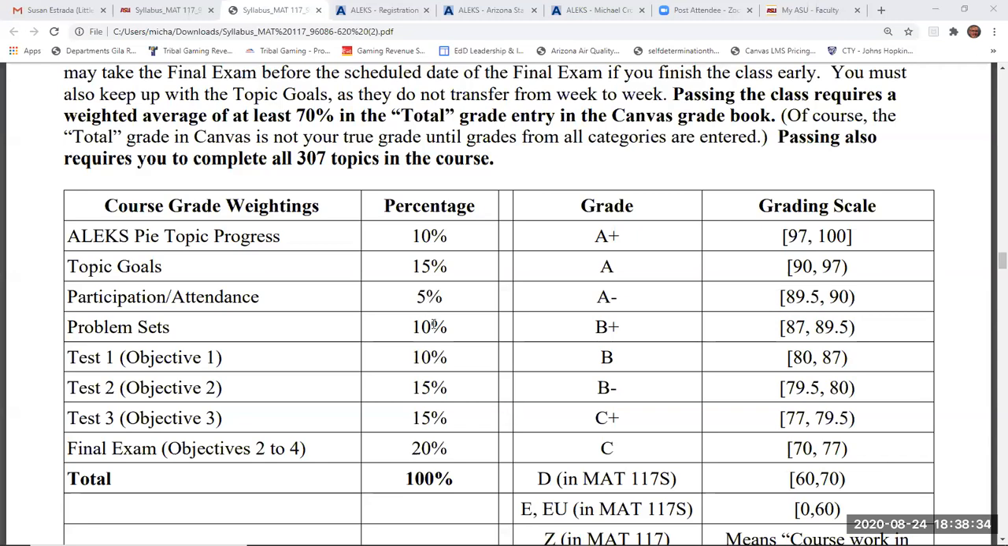And then problem sets, those are something we'll talk about in a couple weeks. They're printed things that you write out. We'll go through those together. That'll get you another 10% of your grade.